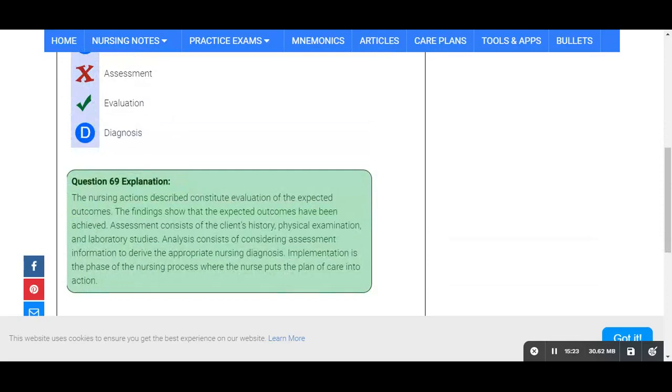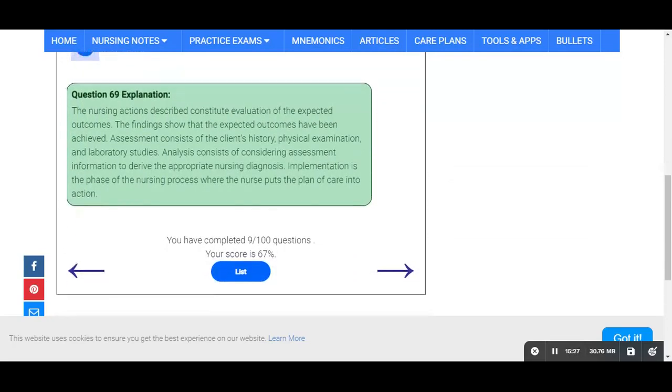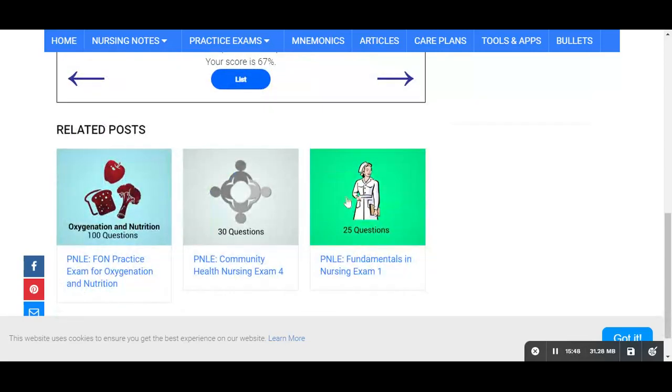The nursing actions described constitute evaluation of the expected outcomes. The findings show that the expected outcomes have been achieved. Assessment consists of the client's history, physical examination, and laboratory studies. Analysis consists of considering assessment information to derive the appropriate nursing diagnosis. The implementation is the phase of the nursing process where the nurse puts the plan of care into action.